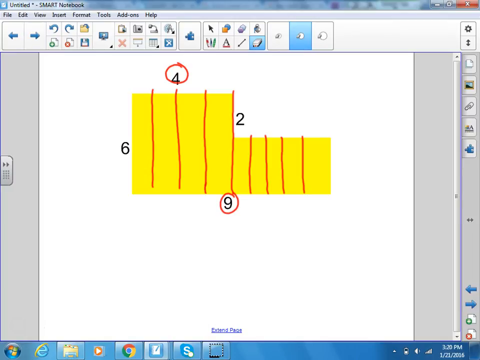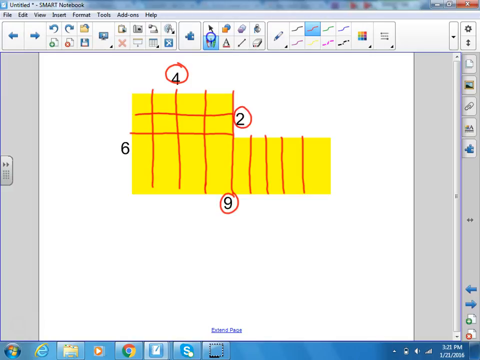Now that I've drawn in my columns, I'm going to draw in my rows. Since we have 2 rows here, we have 1, 2. This is 2, so in order to have 6, I need to draw in 4 more rows: 3, 4, 5, 6. Now I have all my rows in my columns.